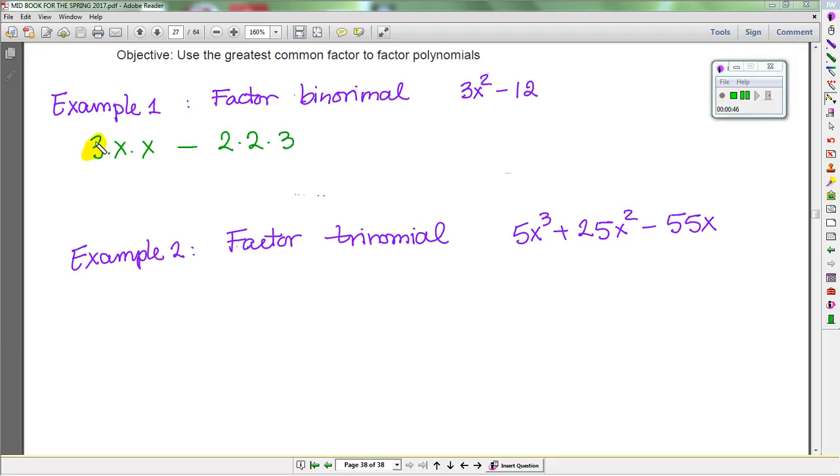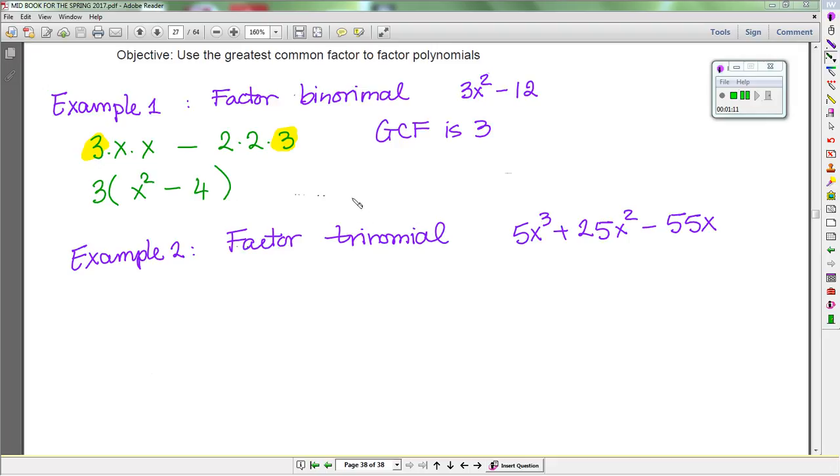Right here we do have 3 in common. So 3 will be our GCF. Therefore we can conclude that our greatest common factor is 3. We factor our greatest common factor 3 out, and the leftover we put inside the parentheses. So we have x squared minus 4, since 2 times 2 is 4.